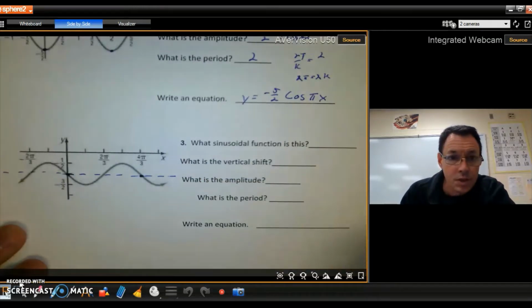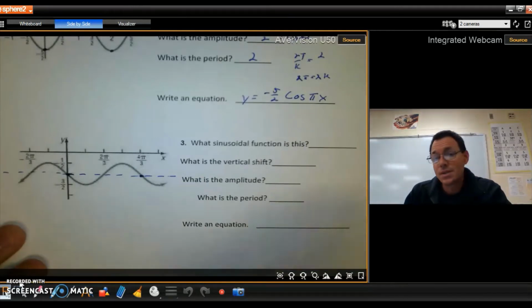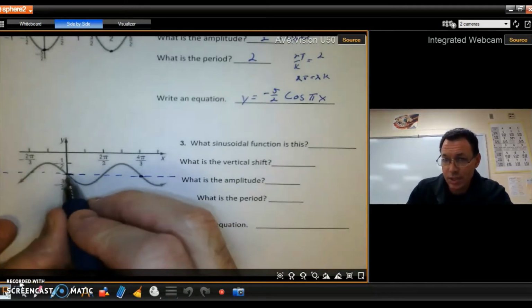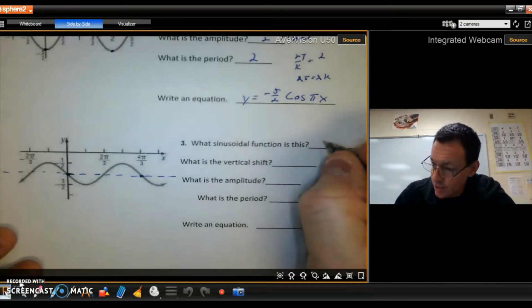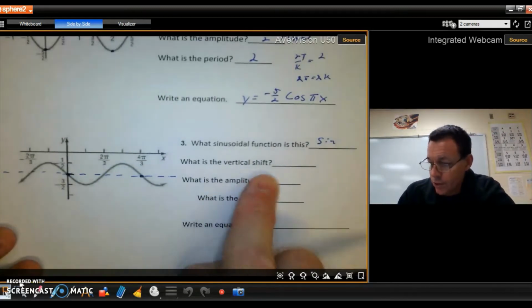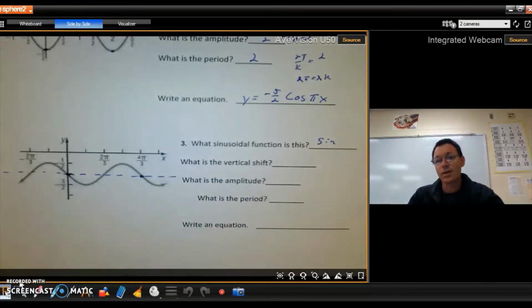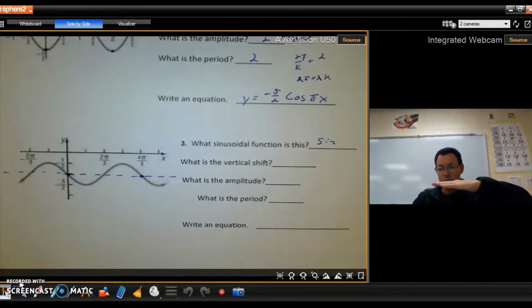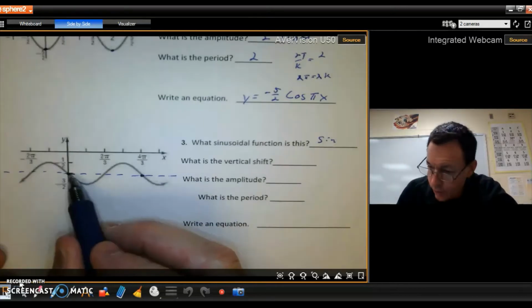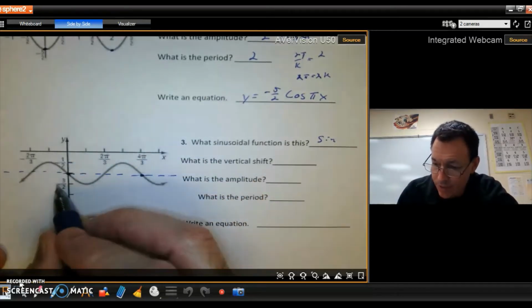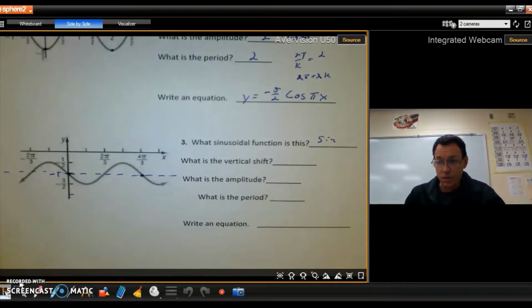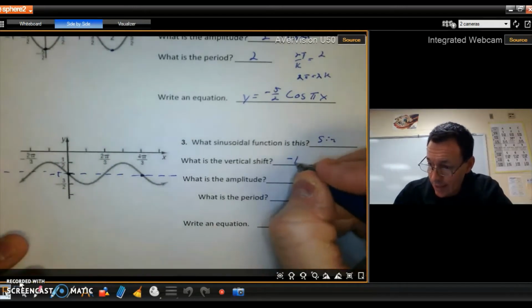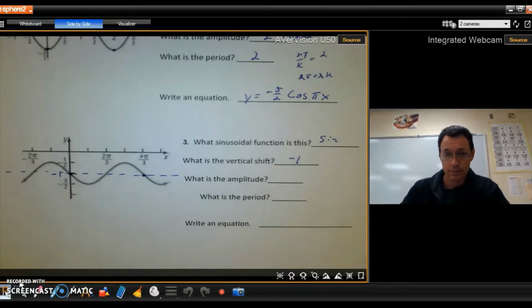So, first off, what kind of graph is this? This is a sine graph. It starts in the middle. It doesn't start at the high point, doesn't start at the low point. It starts in the middle. So this is a sine graph. Vertical shift. Well, sine graph usually goes through the x-axis. So since it's going through this point, which this is negative 1/2, this is negative 3/2, so this is negative 1. That's our vertical shift. So this graph is going down 1. So that's going to be at the very end of our equation. That's our h value. Okay?